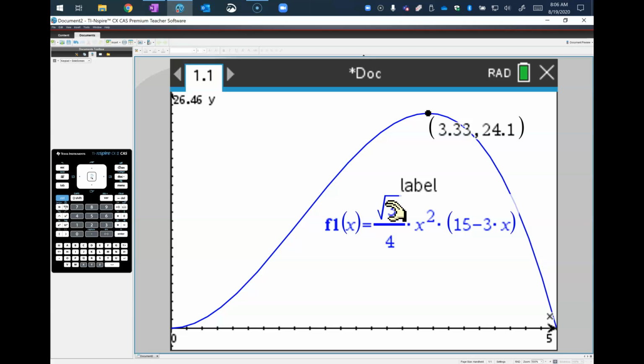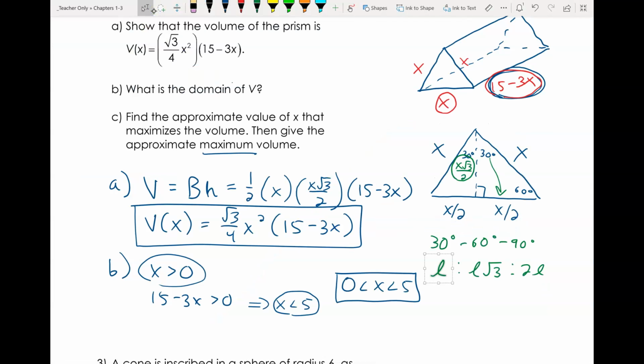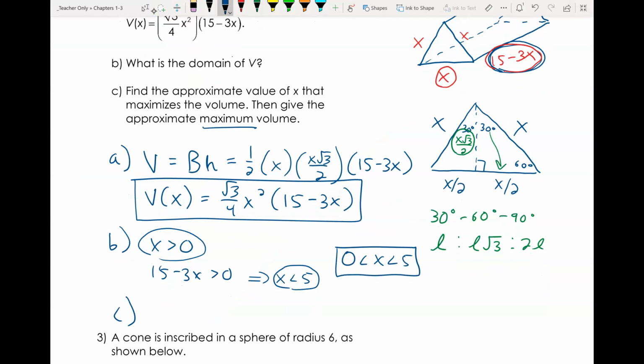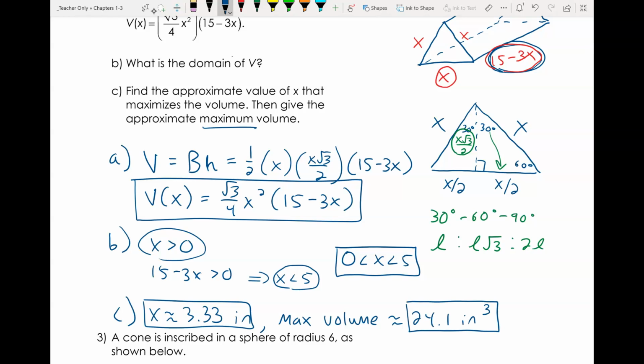This will be fine for me right now, so I'll just write what I have down here. So 3.33 and 24.1. So to answer the question, find the value of x. That was about 3.33 inches. And give the approximate maximum volume. The max volume was that y value, 24.1 cubic inches or so. So remember, V of x, the input is x, which is how far apart you're creasing it, and the output of that function is V, the volume. It's the y value. So keep that in mind.